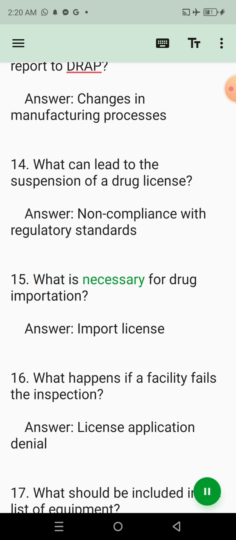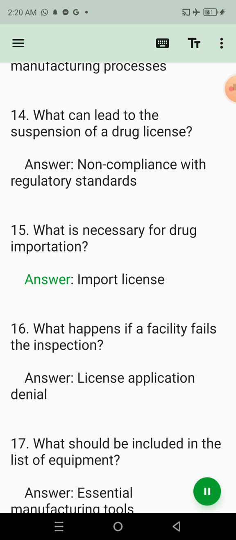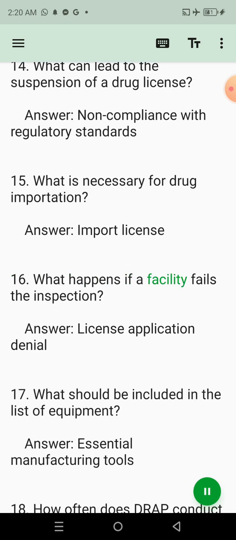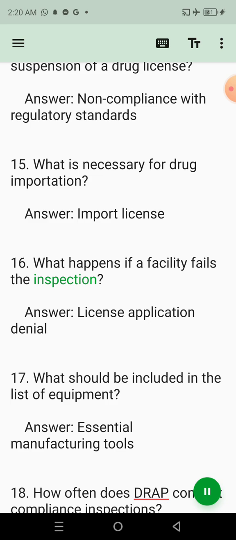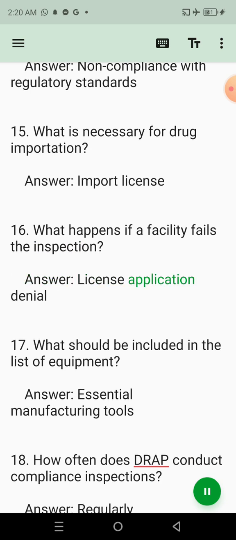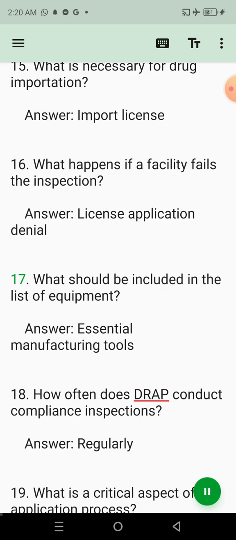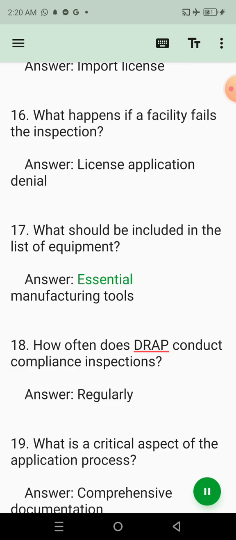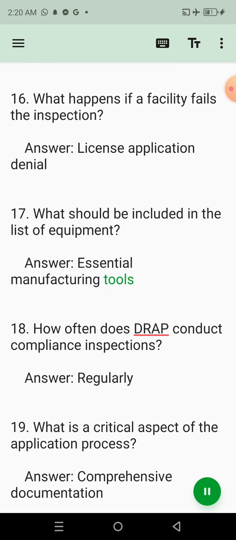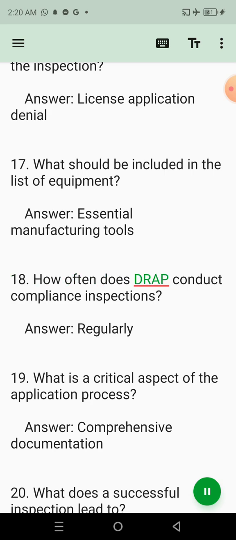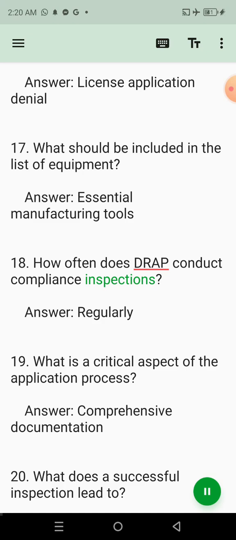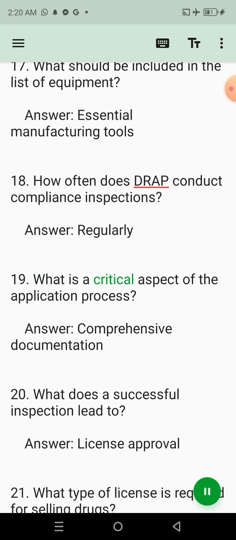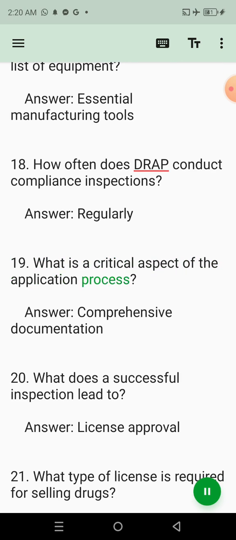15. What is necessary for drug importation? Answer: import license. 16. What happens if a facility fails the inspection? Answer: license application denial. 17. What should be included in the list of equipment? Answer: essential manufacturing tools. 18. How often does DRAP conduct compliance inspections? Answer: regularly. 19. What is a critical aspect of the application process?